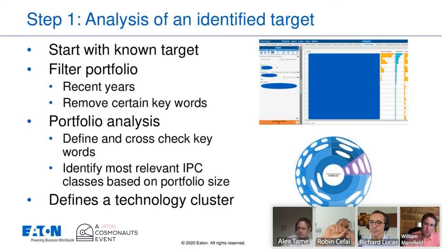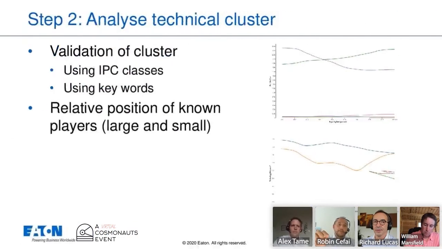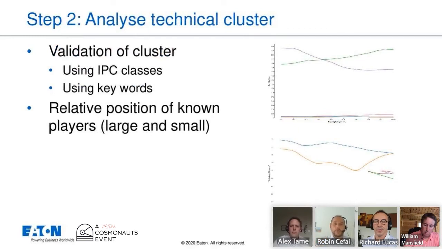So from that specific target, I then dig into it until I can define the technology that I'm looking for in patent keywords. And I do that already in PatentSight. The next step is to validate. I want to make sure I'm not completely out in the bush here. So I need to validate my cluster.